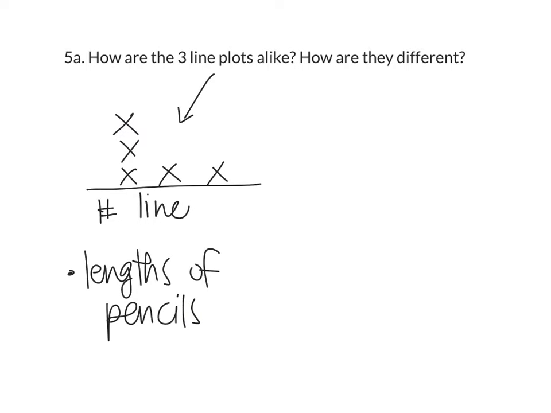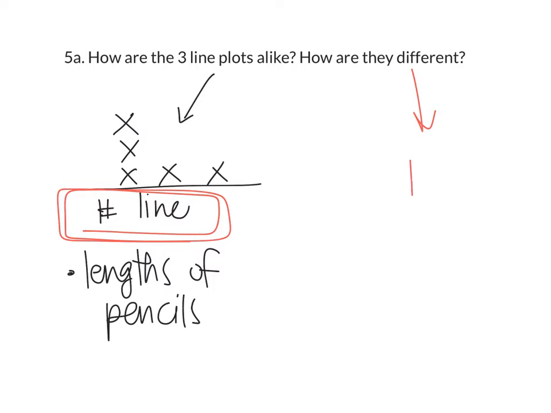If something asks you to make a line plot and it gives you some data, what's the very first thing you'll have to make? The very first thing you'll have to make is a number line. If you don't have a number line going across the bottom, can you just draw random X's and make a line plot? The very first thing you have to do is a number line.